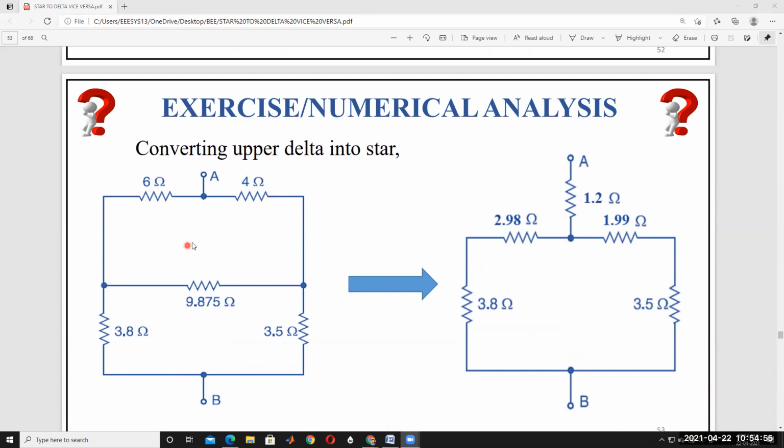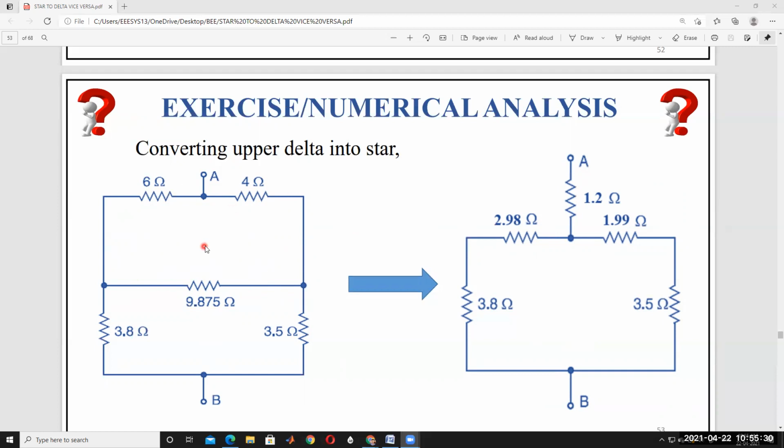Here we converted the 6 ohm resistor, 4 ohm resistor, and 9.875 from delta to star. Here this is called delta. Here, and here. This is called delta. Okay. The resistance between this and this terminal is nothing but 6 ohm, and the resistance here is 4 ohm, and this is called 9.87. Convert into star, you will get like this. Okay. What is the resistance between these two? 6 and 9.875. No? Okay.